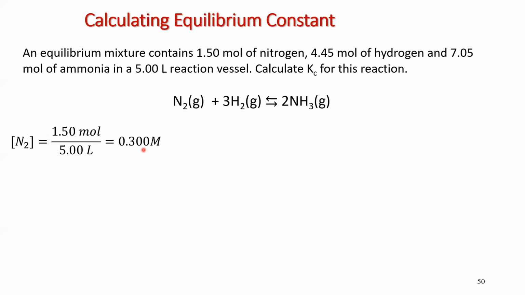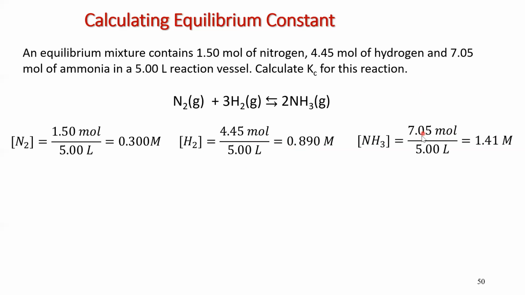So go ahead on your own, calculate what the concentration of the hydrogen is, and calculate what the concentration of the ammonia is. All right, so for hydrogen, 4.45 divided by 5.00. Make sure you have 3 significant digits. So 0.890 would be hydrogen. Okay, so 7.05 divided by 5, so yeah, 1.41 moles per liter, or 1.41 for the molarity.